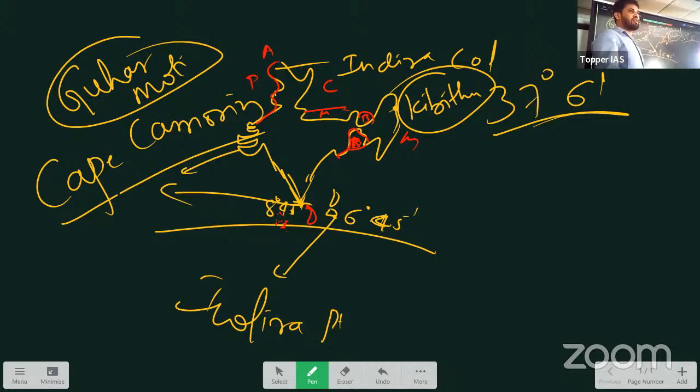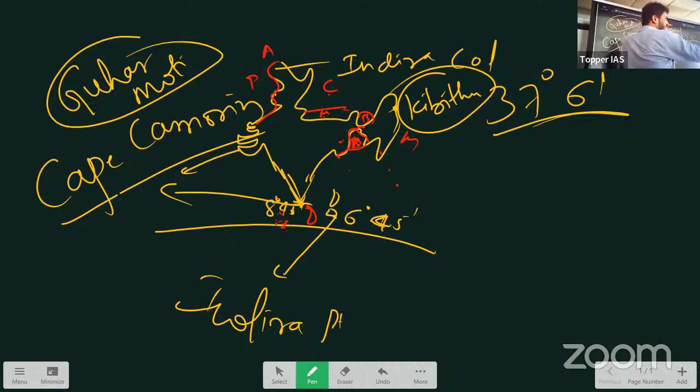Which states share a land border with Bangladesh? West Bengal, Assam, Meghalaya, Tripura, and Mizoram. So these are the states that share a border with Bangladesh. Okay, you should know that. And Nepal shares a border. After Bangladesh, the second longest border is with China.